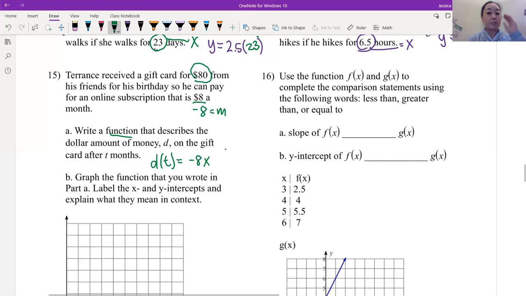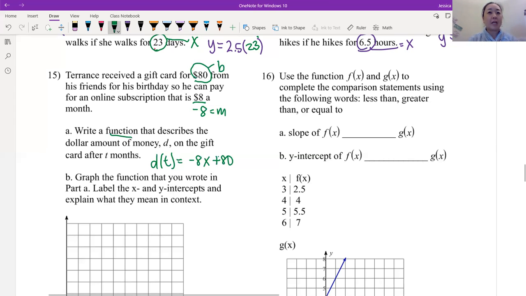And then what do we start with initially? The $80. So this is our y-intercept, which is our initial amount. I say B for the beginning amount. This kind of works. All right, so there's a function.